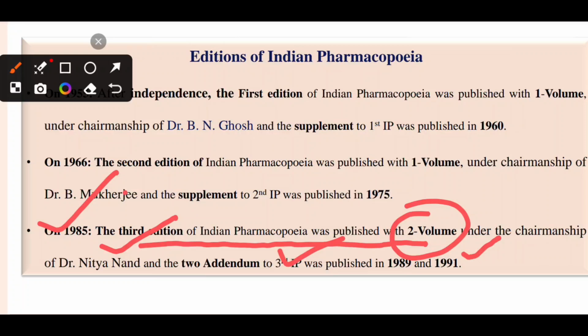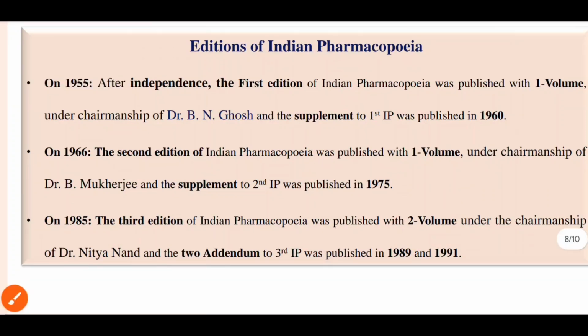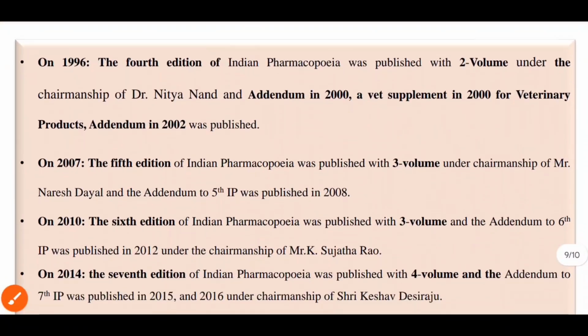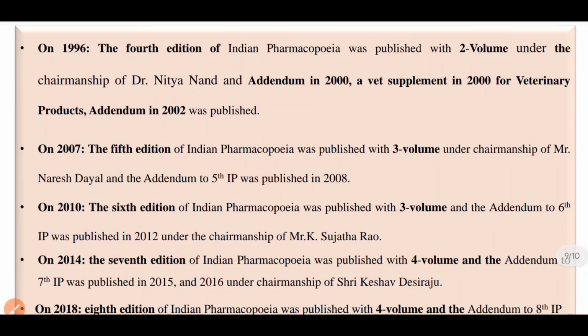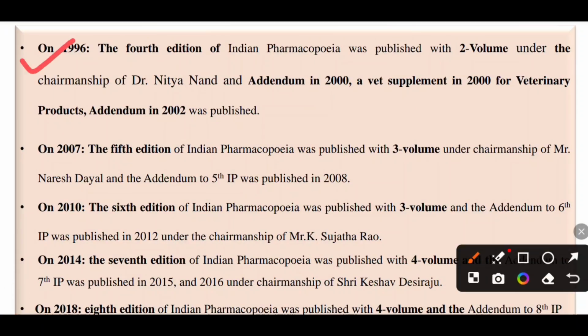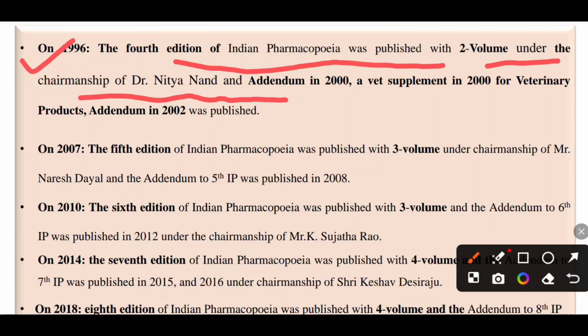Okay, so next one is 1966. In 1966, the fourth edition of Indian Pharmacopoeia was published with two volumes under the chairmanship of Dr. Nityananda, and addendum in 2000, and the vet supplement in 2000 for veterinary products, addendum in 2002.